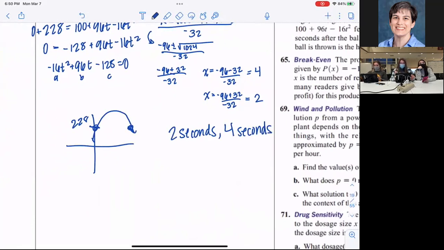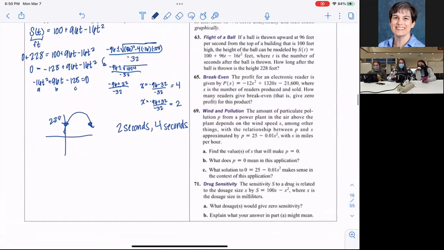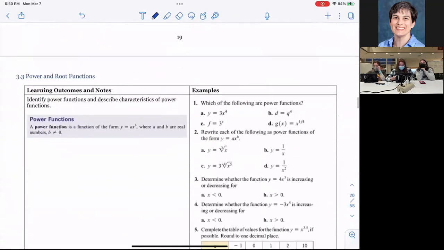So after 2 seconds, it would hit 228, and then it would hit 228 again at 4 seconds. Okay, so I'm gonna move on for the second time. Everyone okay on that though, before we keep on scrolling? Awesome. Let's keep going.